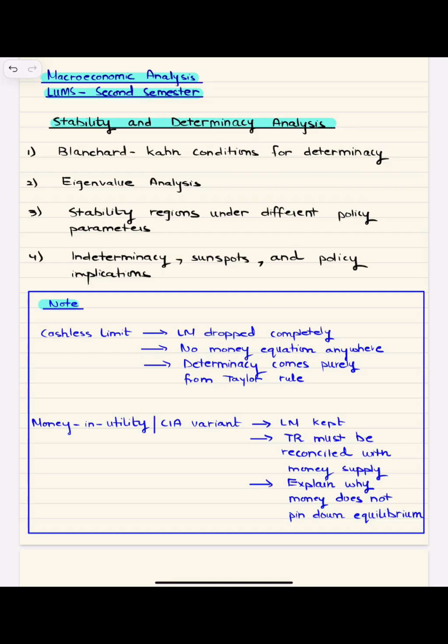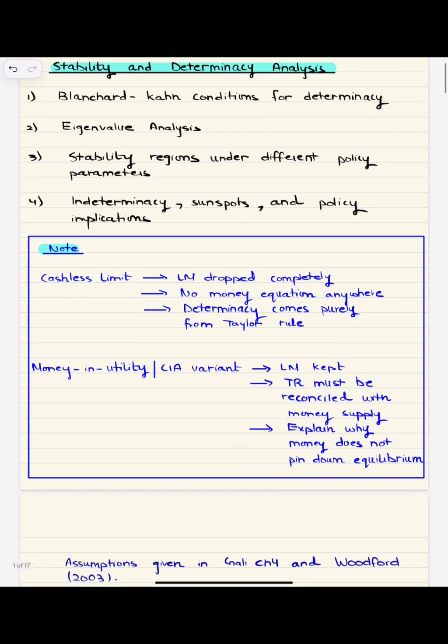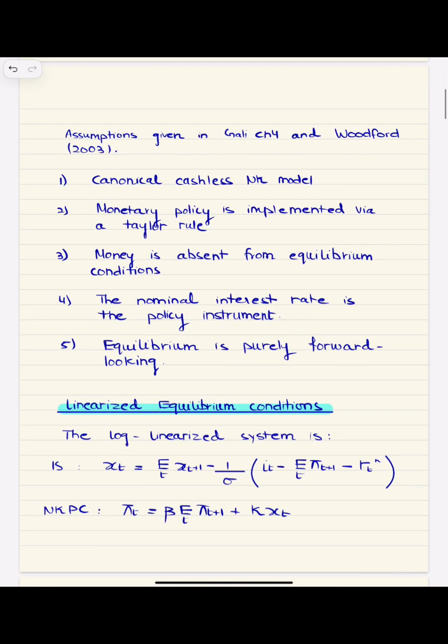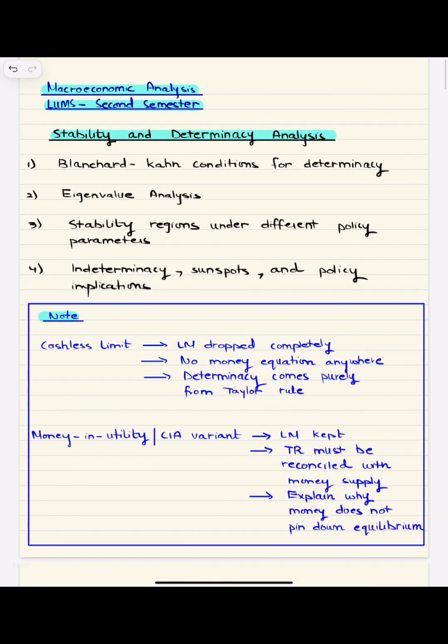In today's lesson, we are going to study stability and determinacy in new Keynesian models. This is important because modern macroeconomic models are actually forward looking, and forward looking systems can easily generate multiple equilibria, explosive paths, or sunspot driven outcomes unless the policy rule pins down properly. Our key tools today will be the BK conditions, the eigenvalue analysis, how stability changes under different policy parameters, and what indeterminacy means and why it matters for policy.